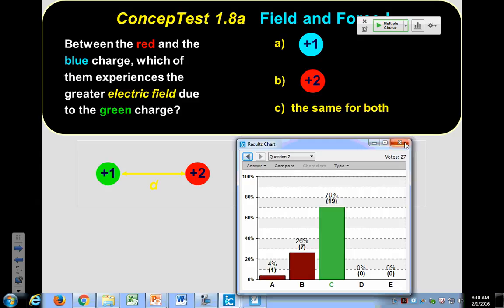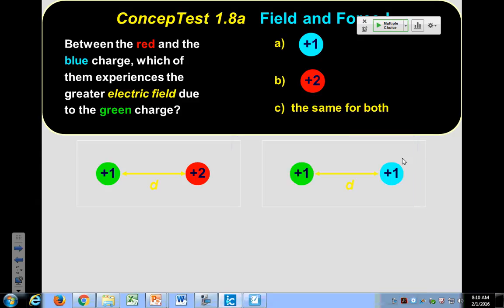Okay, good. C is the right answer. The electric field, if this charge is not here at all, the electric field still remains the same. The electric field due to this charge will remain the same at this point. Right? So it doesn't really matter what charge you have there as to the electric field caused by this charge, it's still going to be the same. As long as this charge is the same, which is the green charge, then the electric field here and here will still be that KQ over R squared. So the electric field is the same for both of these charges, the red and the blue.